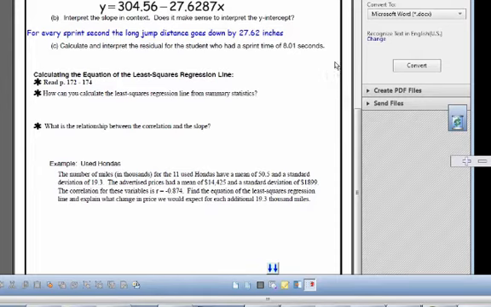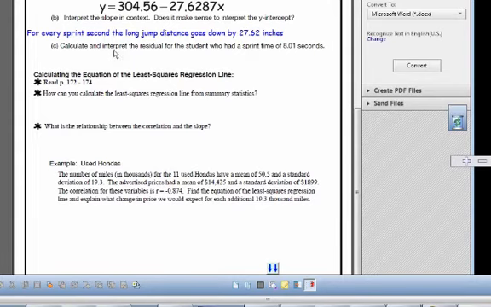It really doesn't make sense, because for x to be 0 would mean there was no sprint time, and whoever was jumping would jump 304 and a half feet, which is probably not possible, or at least not probable. So no, it really doesn't make sense to interpret that y-intercept.